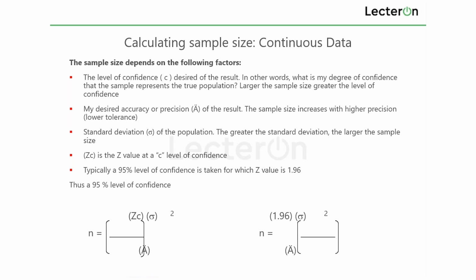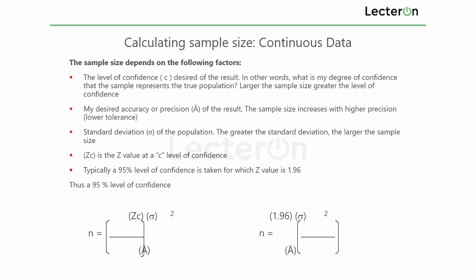But this is just for your information. If you have a 95% confidence interval, the Z value that you replace in the formula is going to be 1.96. The formula to calculate n, the sample size, is Z, which is 1.96, multiplied by the standard deviation, divided by A, where A is the acceptable defect rate. You square everything, and you get the sample size.